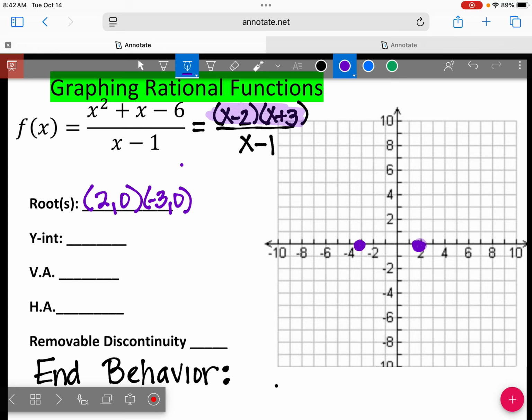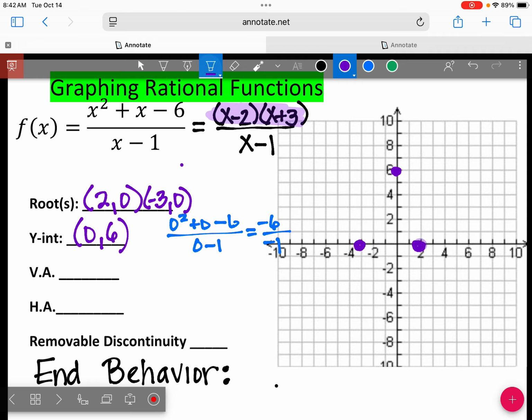All right, y-intercept is always going to be the same. When you're doing the y-intercept, I think it's easier to use the original one because you're only going to have to divide these constants at the end. So you have 0 squared plus 0 minus 6 over 0 minus 1. Well, that's just going to come down to negative 6 over negative 1, which is 6. So we have a y-intercept at 6.